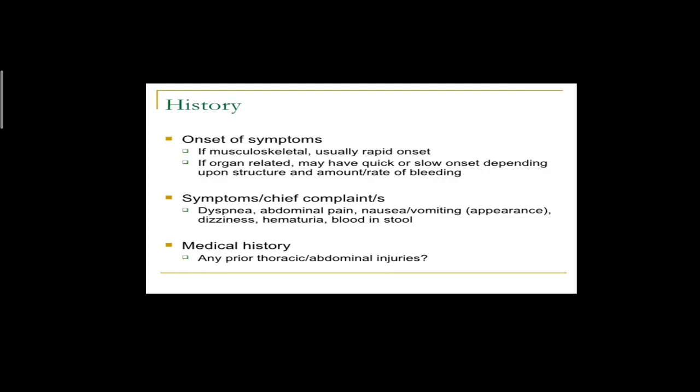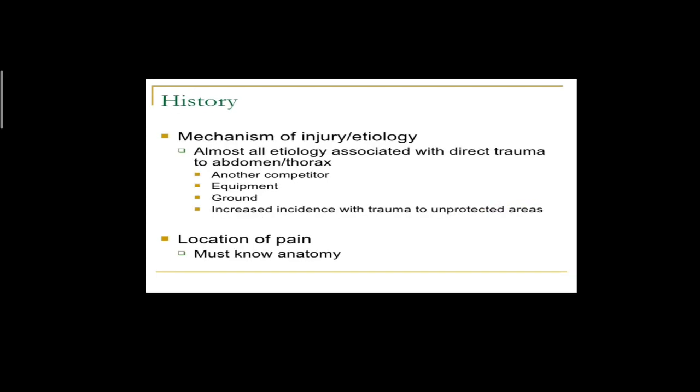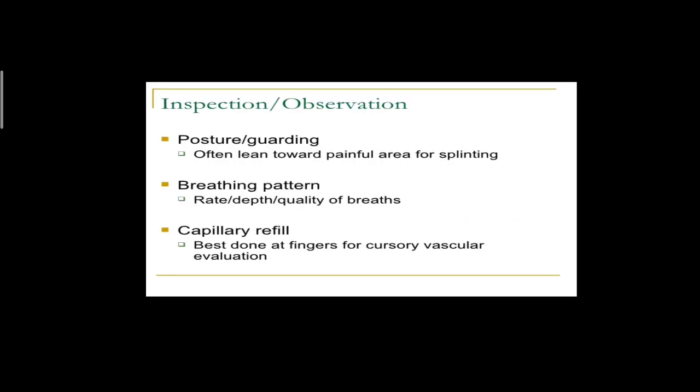Medical history: we have to ask about any prior thoracic or abdominal injuries. And mechanism of injury or etiology. Almost all etiology is associated with direct trauma to the thorax, like another competitor, equipment, or ground, with increased incidence of trauma to unprotected areas. Location of pain: you must know the anatomy.